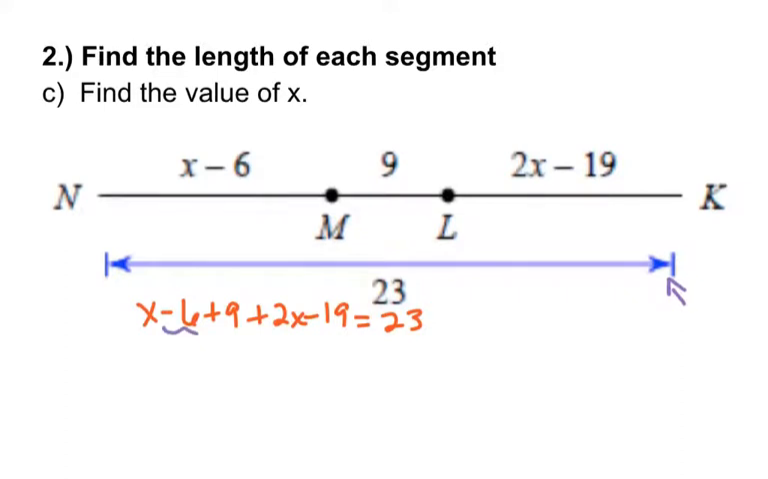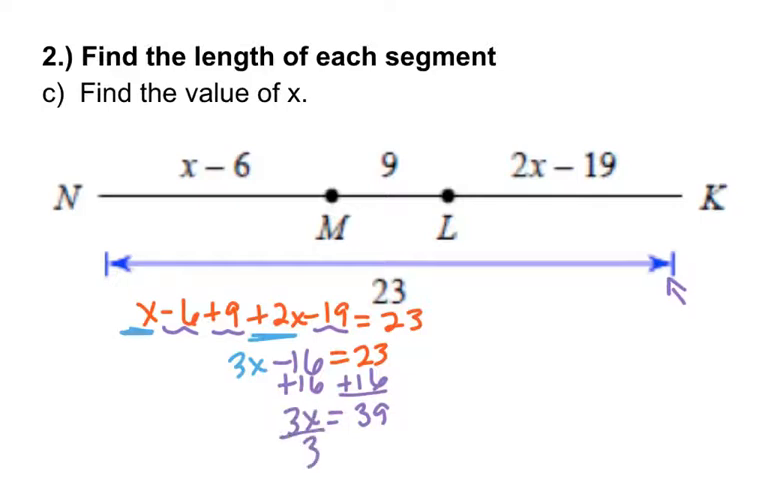I'm going to combine my like terms. So -6 plus 9 would be 3. Minus 19 would be what? -16. Okay, and then we've got our x values. So x plus 2x is 3x. So 3x minus 16 equals 23. Add 16, add 16. That would be 39 equals 3x. Divide by 3. x equals 11. And that's it. That's all it asks you to do. Find the value of x: x equals 11.